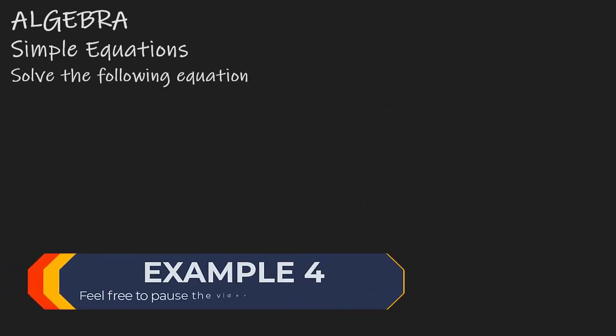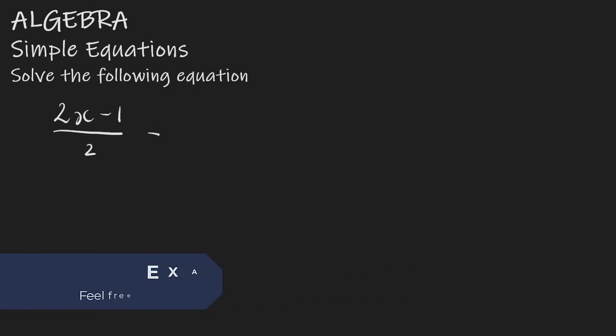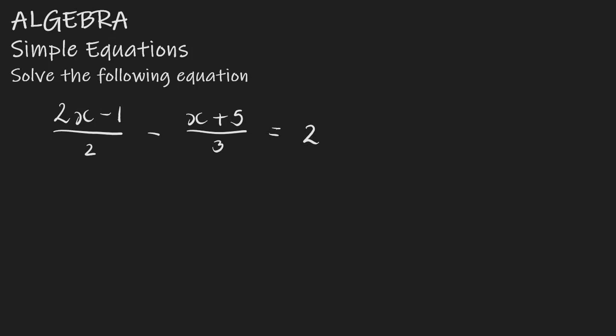In this example, we will solve the following equation. 2x minus 1 on 2 minus x plus 5 on 3 is equal to 2. To find x, I need to subtract the two algebraic fractions on the left-hand side of my equal sign. Subtracting fractions, my first step is to find my common denominator.